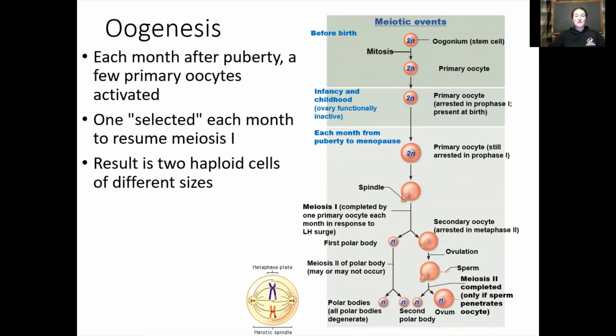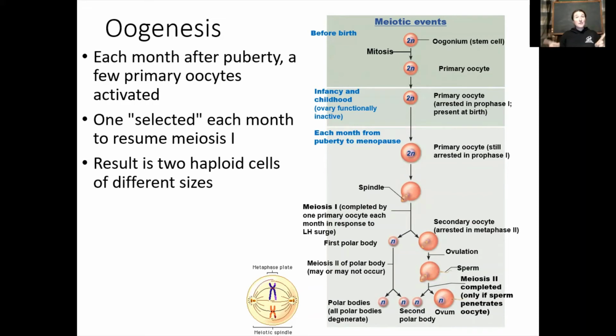Okay, so one is selected to resume meiosis 1 each month. Here's that primary oocyte that's been selected. It is going to complete the process of meiosis 1, and so that's what this little process is right here, essentially pulling the two copies of DNA into different cells.